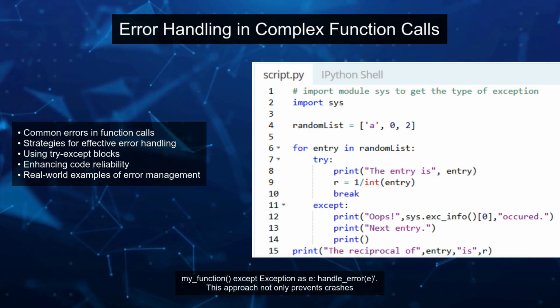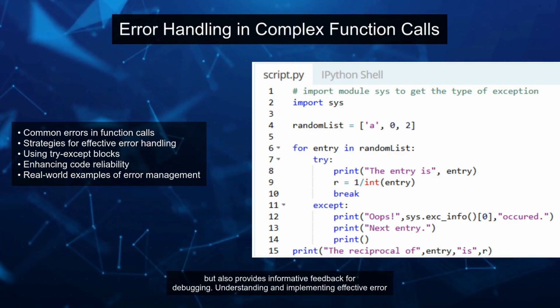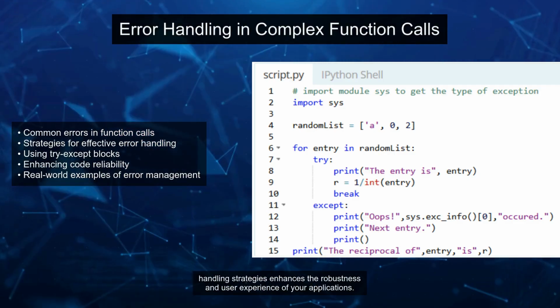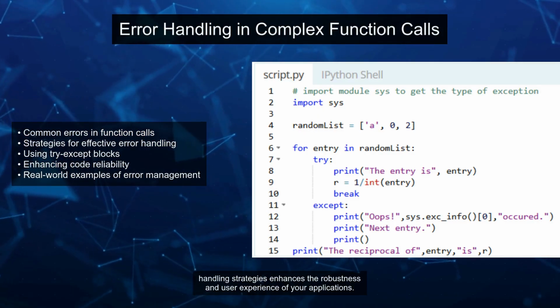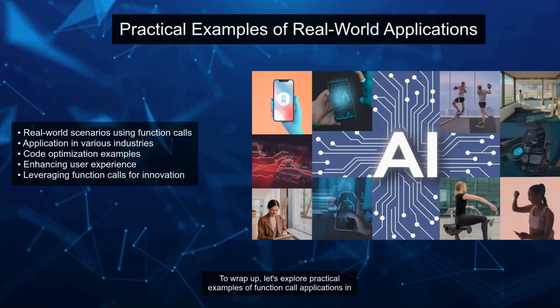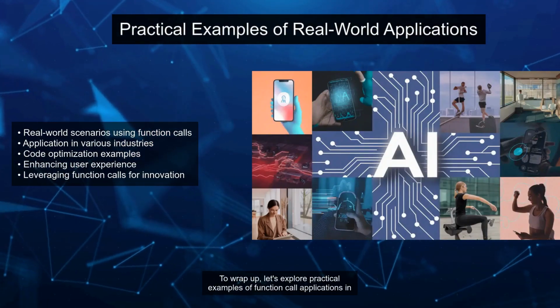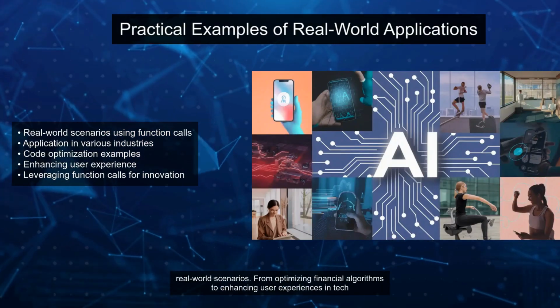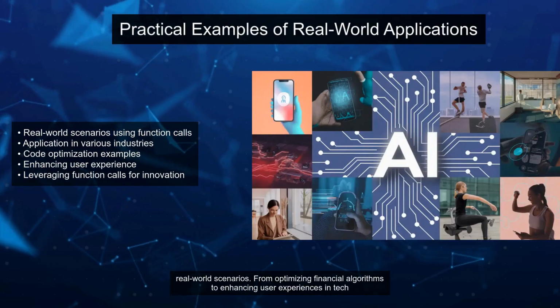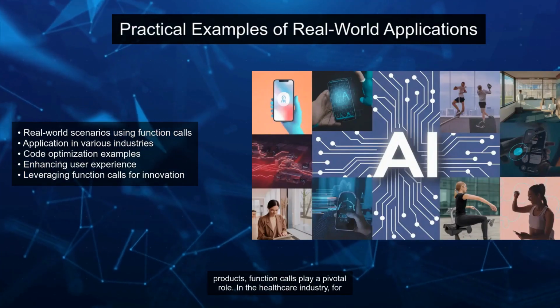This approach not only prevents crashes but also provides informative feedback for debugging. Understanding and implementing effective error handling strategies enhances the robustness and user experience of your applications. To wrap up, let's explore practical examples of function call applications in real-world scenarios. From optimizing financial algorithms to enhancing user experiences in tech products, function calls play a pivotal role.